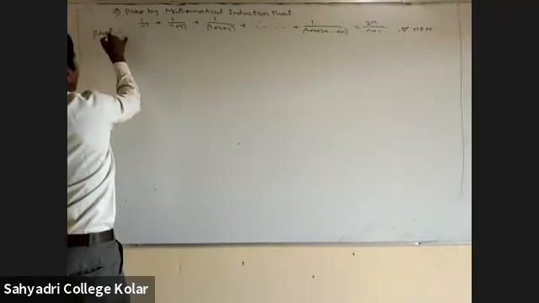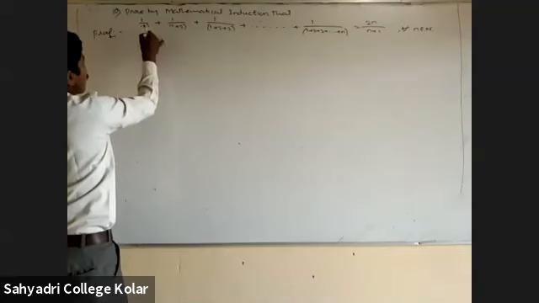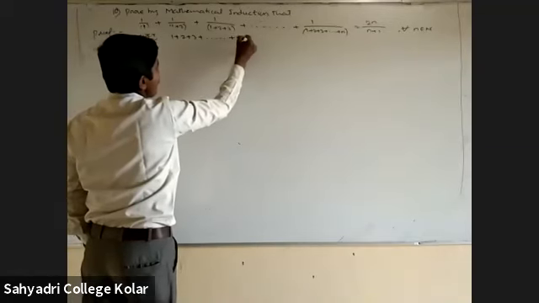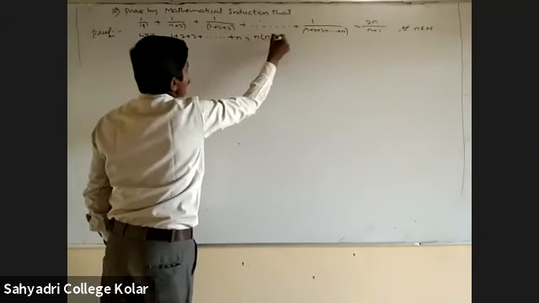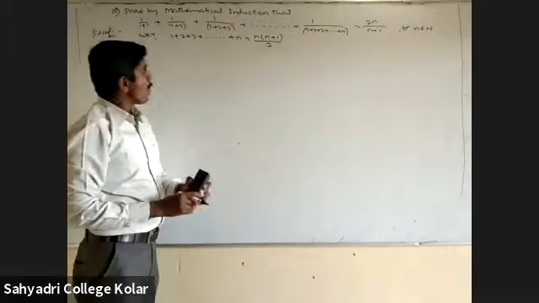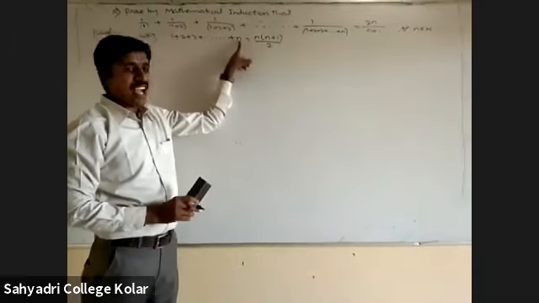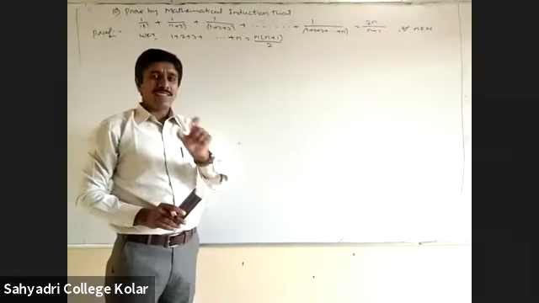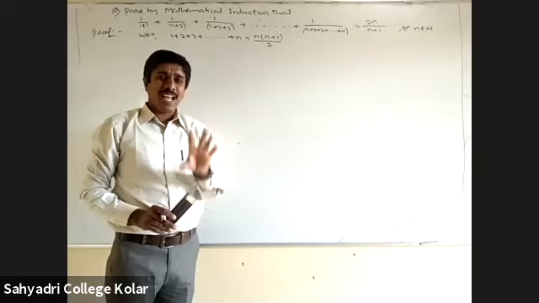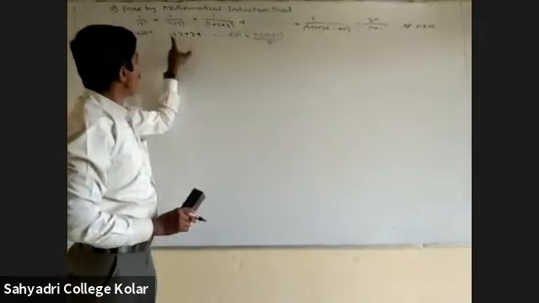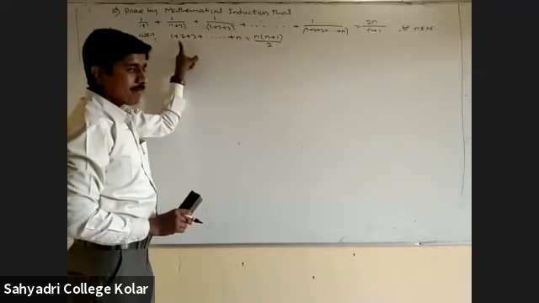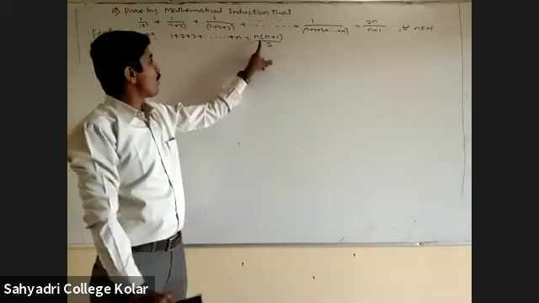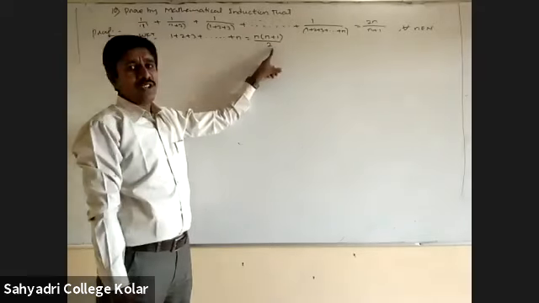I am not taking the total formula now. We know that 1 plus 2 plus 3 plus so on plus n is equal to n into n plus 1 divided by 2. This means the sum of the first n natural numbers is given by n into n plus 1 divided by 2. This is the exercise first problem, which I have done in the first class.